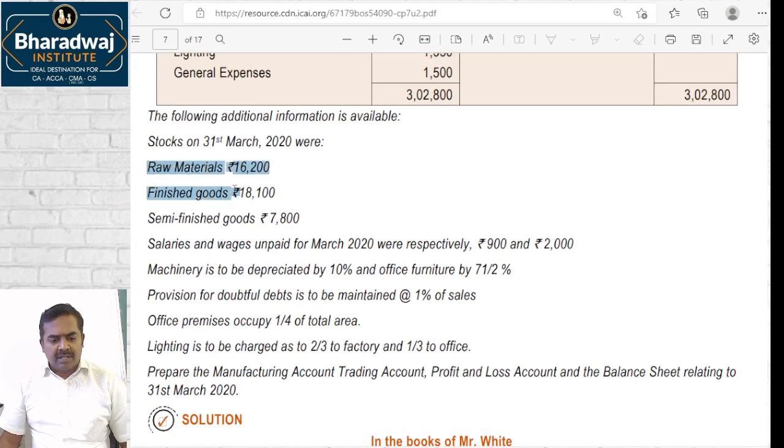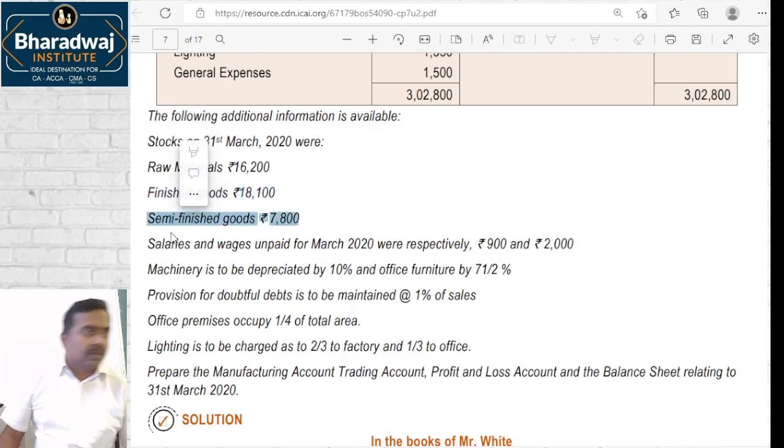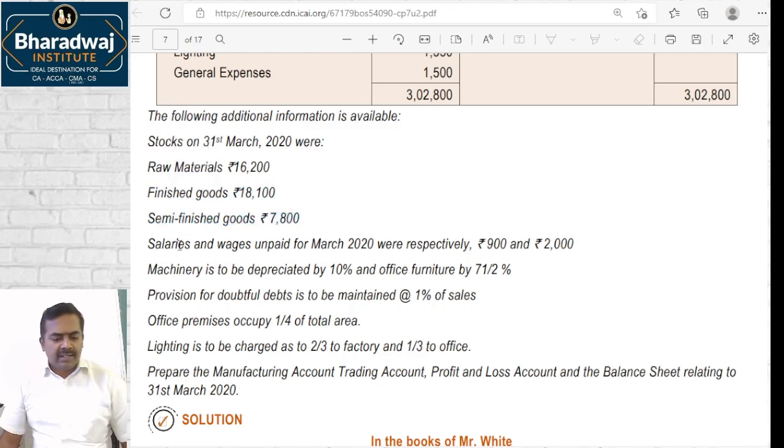How much raw material stock have they given? 16,200. It will be adjusted in which one? It will be adjusted in manufacturing account. Finished goods stock will be adjusted in trading account. Semi-finished goods, that is WIP, will be adjusted in which account? Manufacturing account.